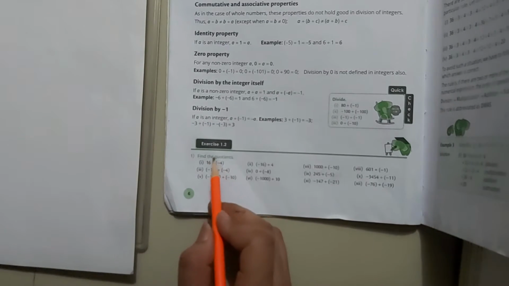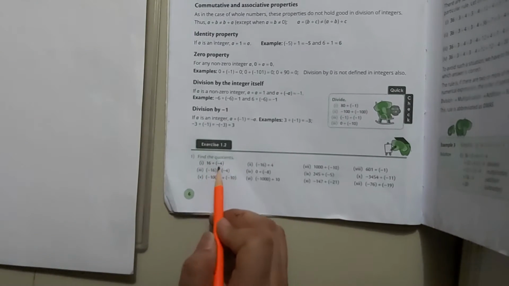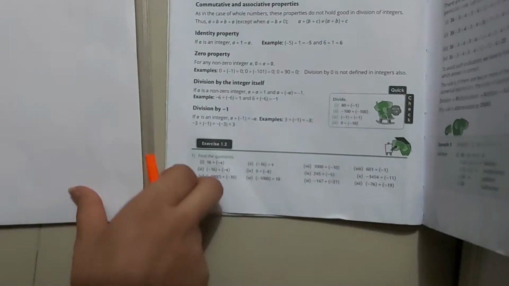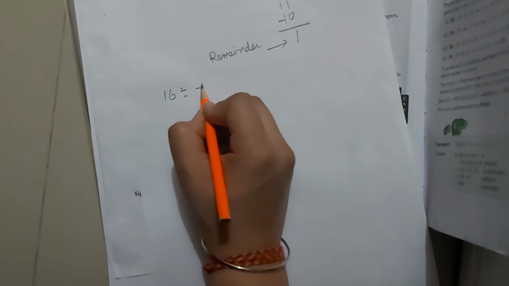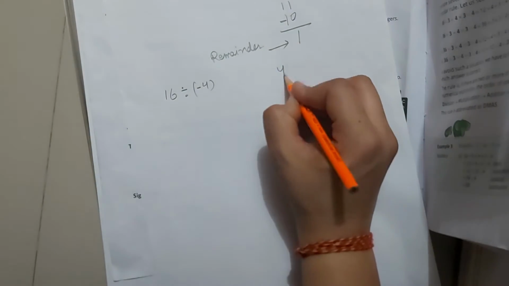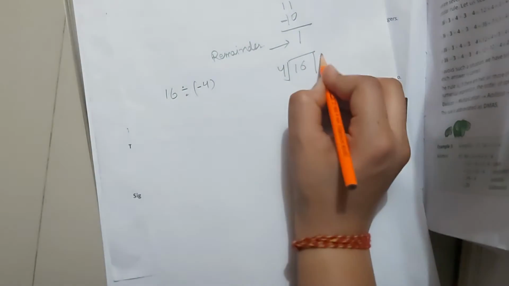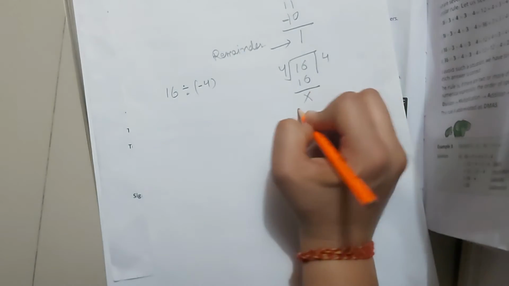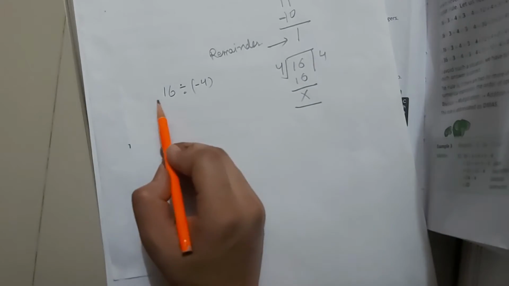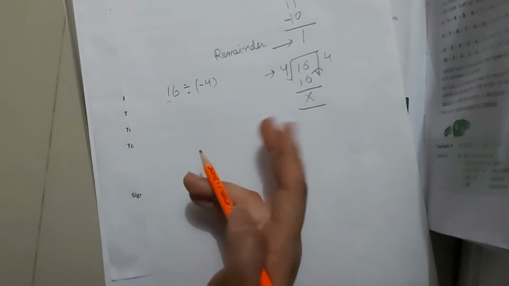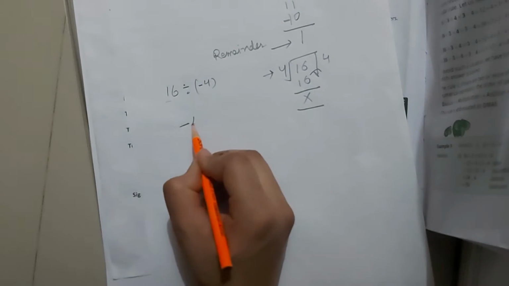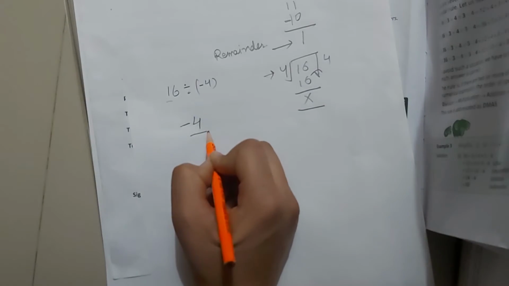Our first question is, find the quotient of 16 divided by minus 4. So how to do this question? 16 divided by minus 4. Firstly, divide it simply. 4 fours are 16, so the remainder is 0. We have read that if the divisor and the dividend are of opposite sign, then the quotient will be negative. So our answer is minus 4.